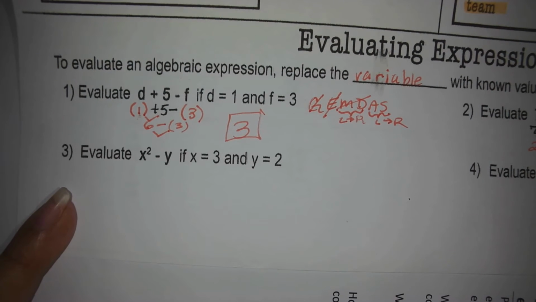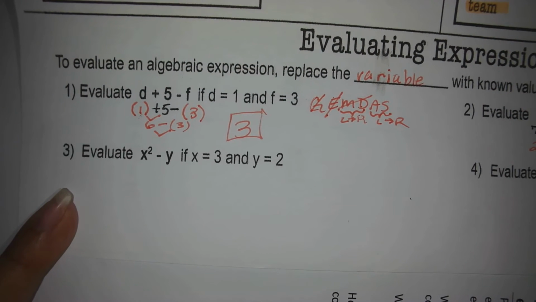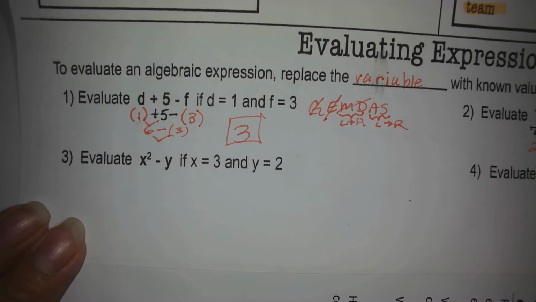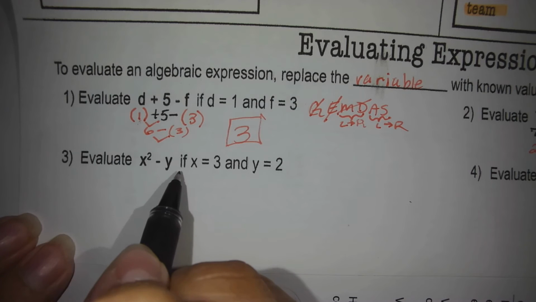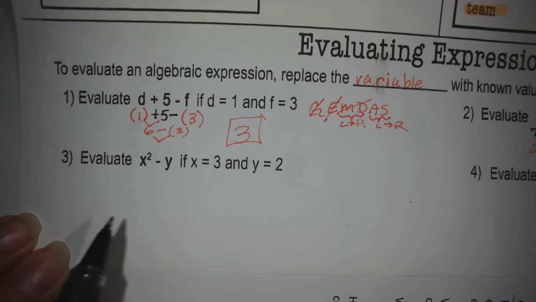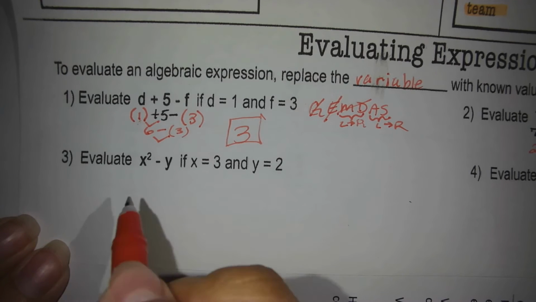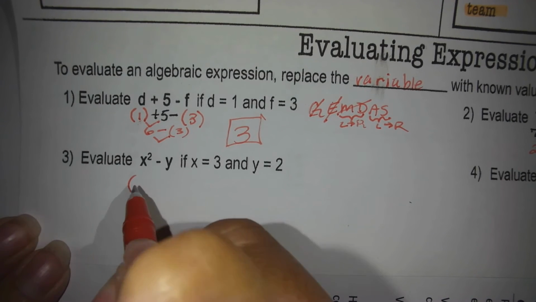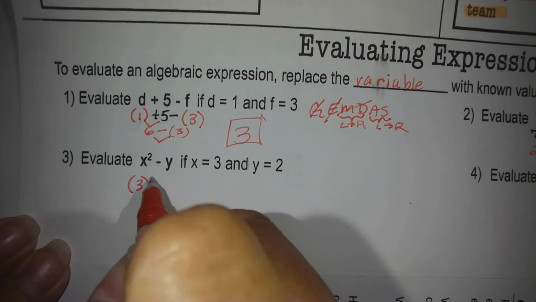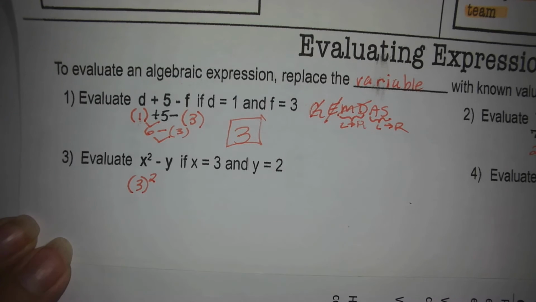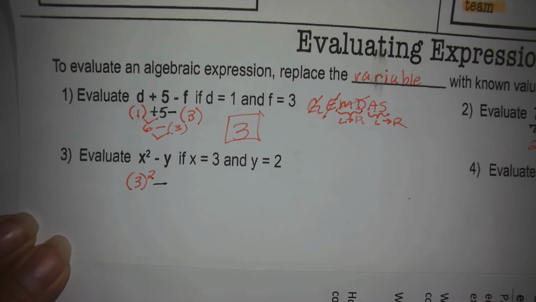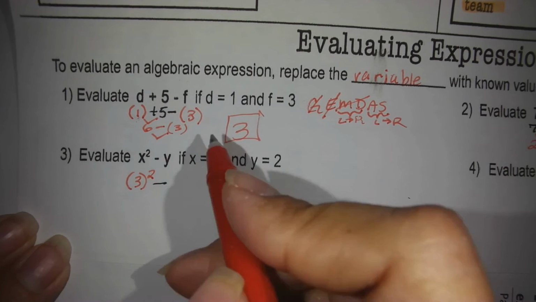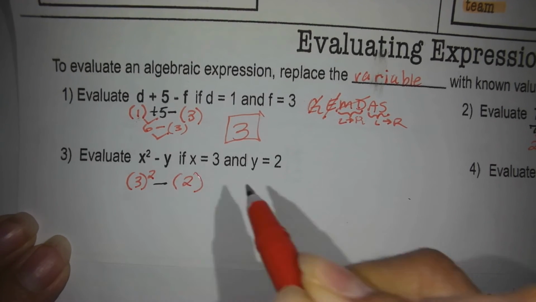Evaluate x squared minus y. Oh no, we have the squared. That's okay. So evaluate x squared minus y if x equals 3 and y equals 2. We're going to go ahead and substitute. Remember parentheses. 3 squared. Minus is minus. And then you have y equals 2. Again, put it in parentheses.